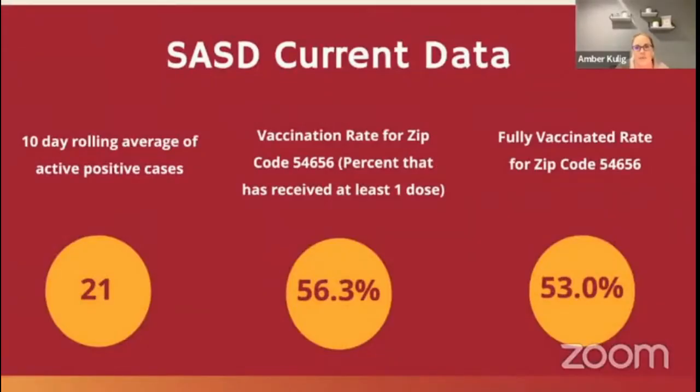So I just wanted to give a recap of where our current COVID numbers are at this time. As you can see, our 10-day rolling average of active positive cases is down to 21. When I reported last week, at the last board meeting, we were at 49. So we're definitely seeing a wonderful decrease there. Our vaccination rate, so individuals in the zip code 54656 that have received at least one dose, is up to 56.3. Again, we typically see under a 0.5 increase week by week in that area. And then our fully vaccinated rate for zip code 54656 is up to 53%. Next slide.